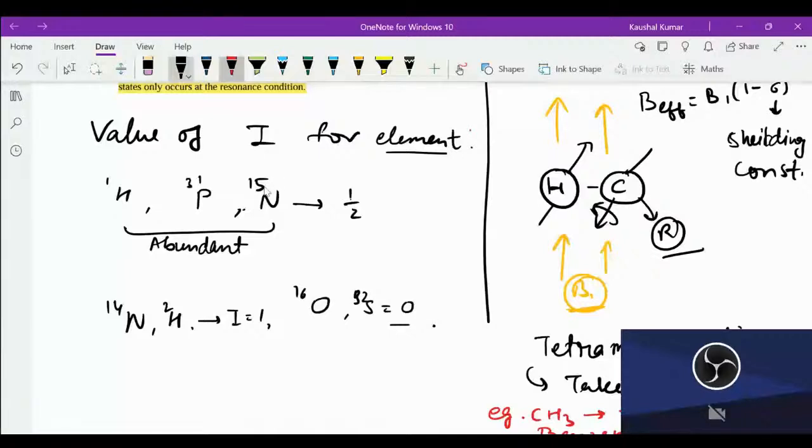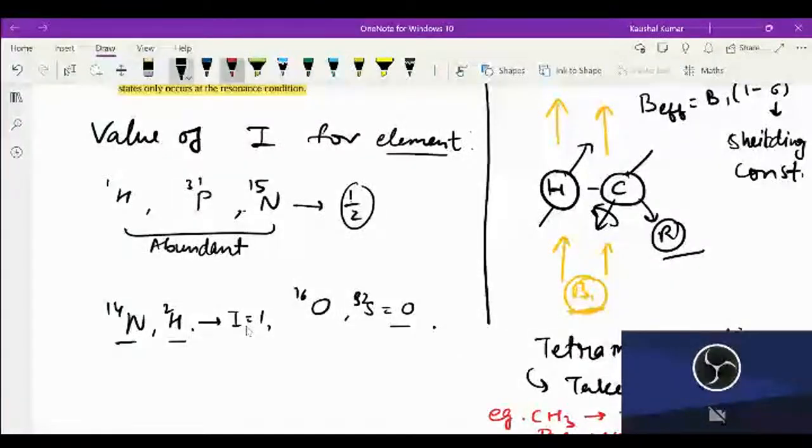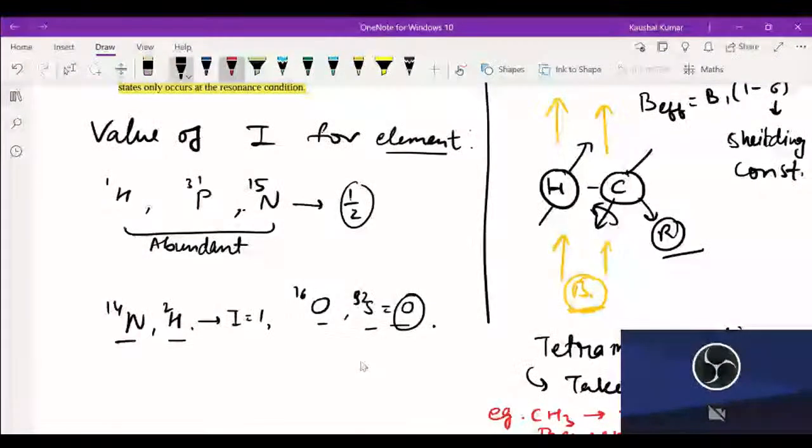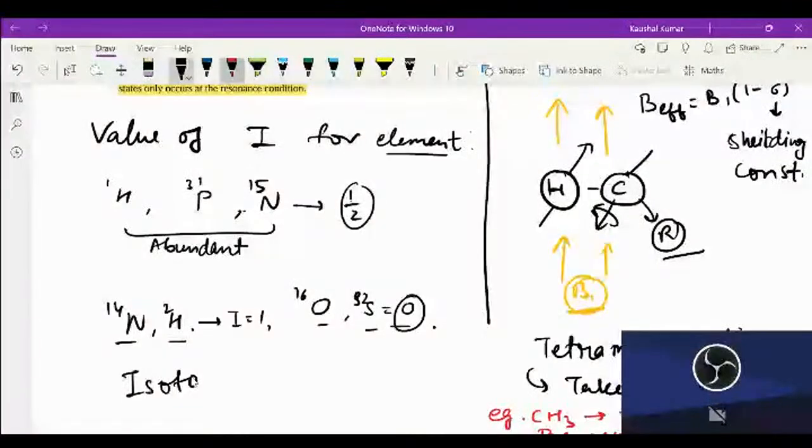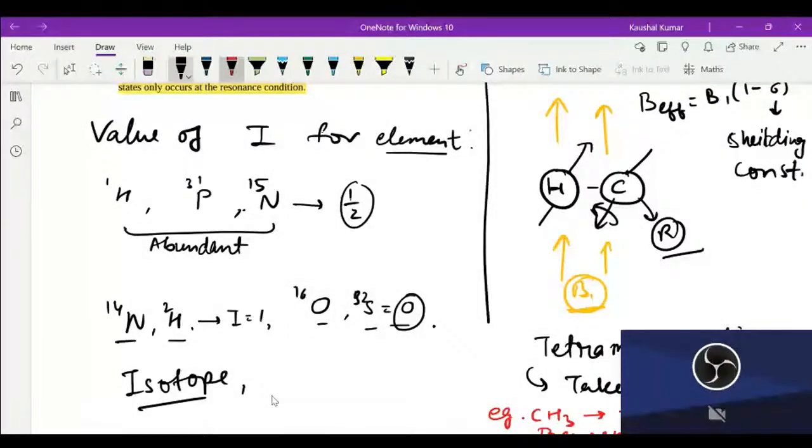P31, N15, plus half value. And like N14 and H2, their spin quantum number will be 1. Only oxygen and sulfur 32 will have the spin quantum number 0. So this is the important thing. See, by using NMR, you can find the isotopes also, which isotope is present. By using NMR, you can find diamagnetic or paramagnetic molecules also. So it is very specific to the molecule.